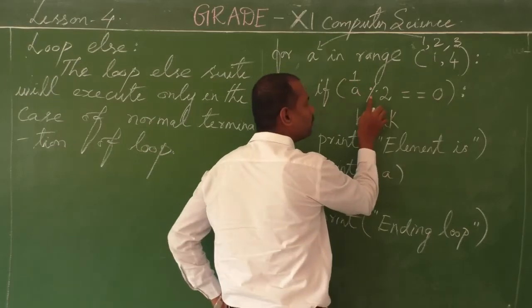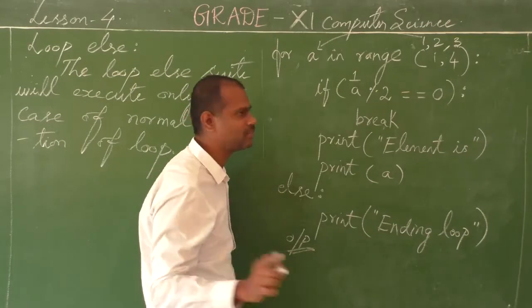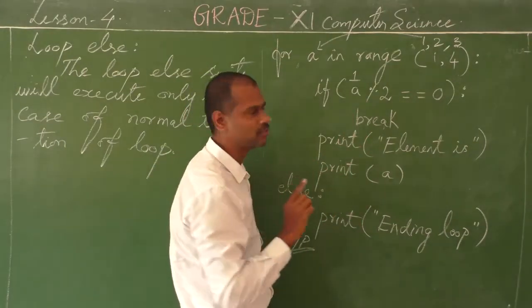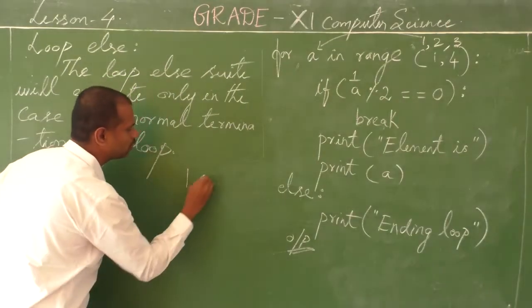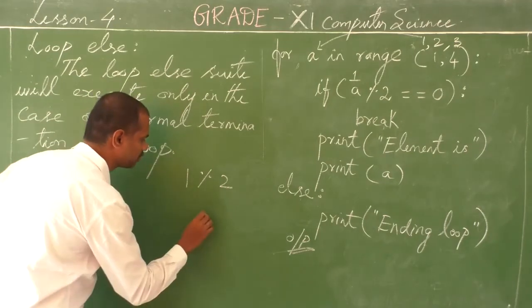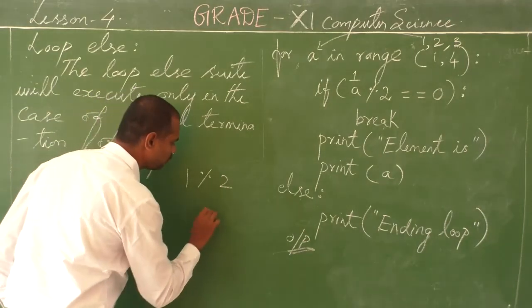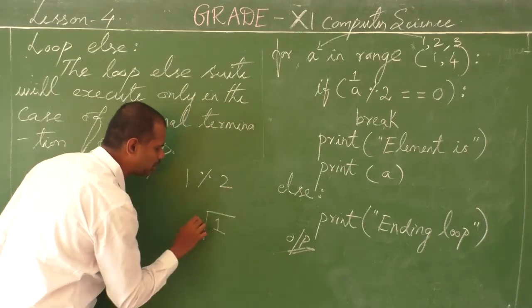You see, this is not a personalized symbol. In computer science, it is called modulus. 1 modulus 2. How do you have to calculate it? Very simple. The first number you have to write inside, and 2 you have to write outside.